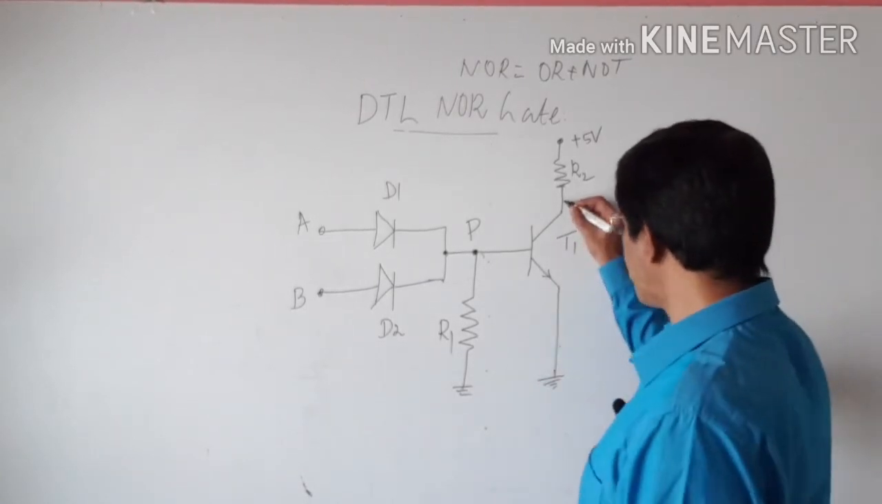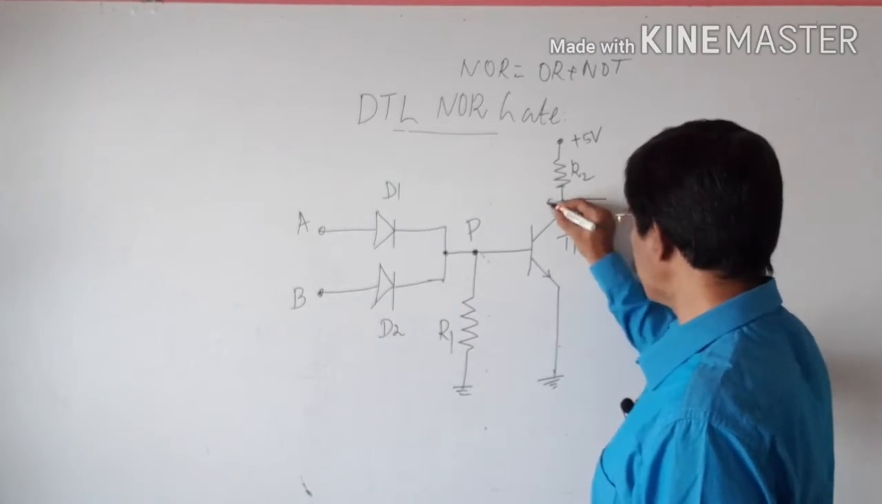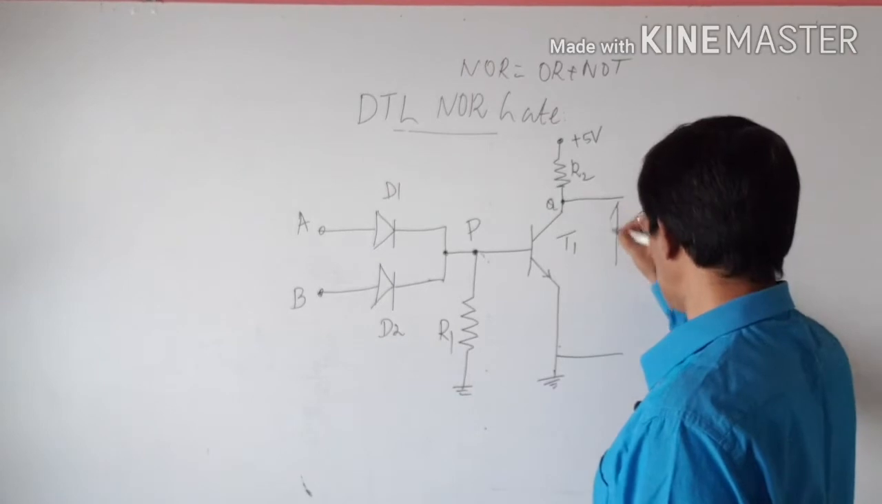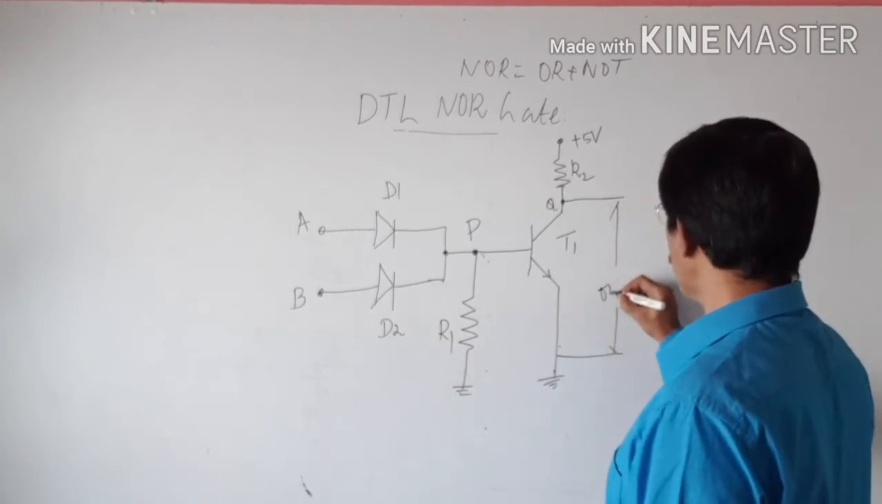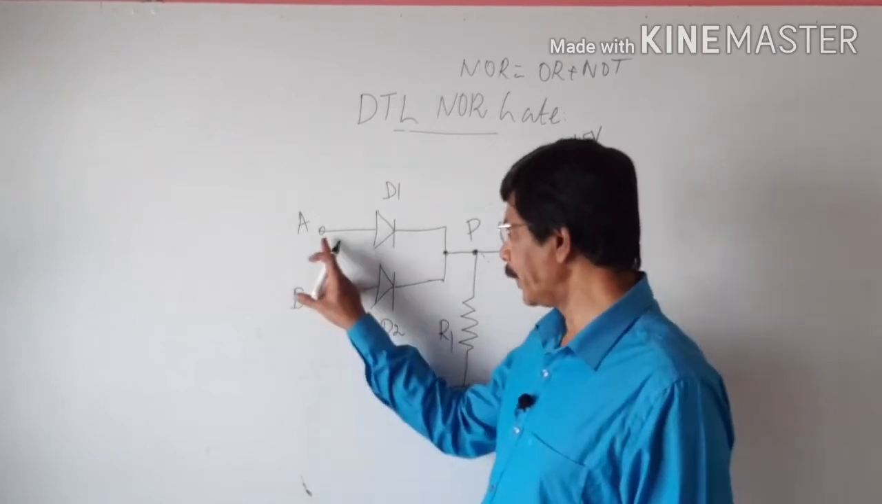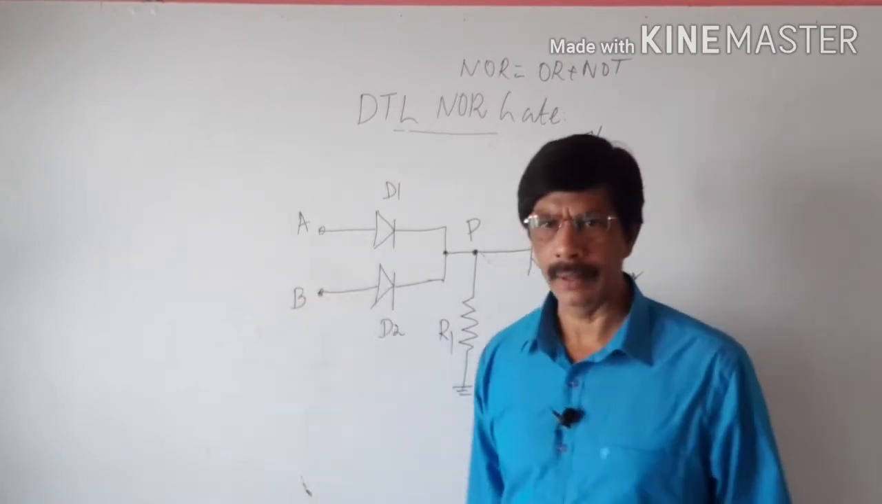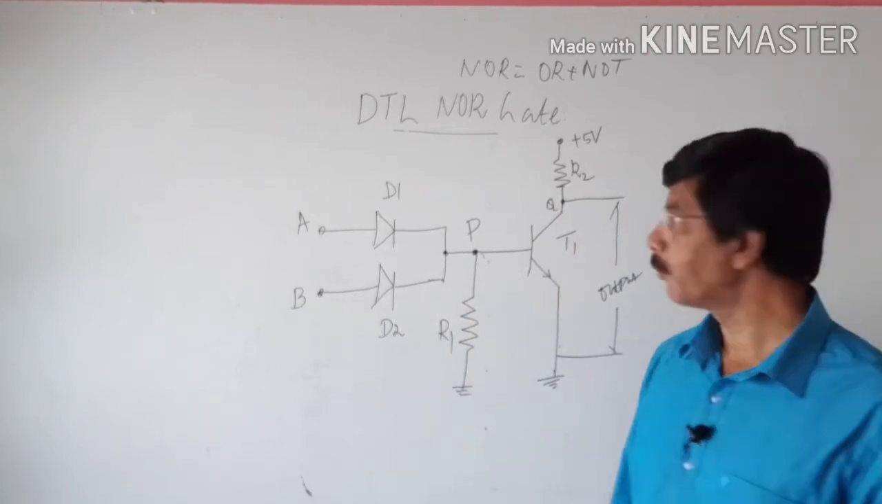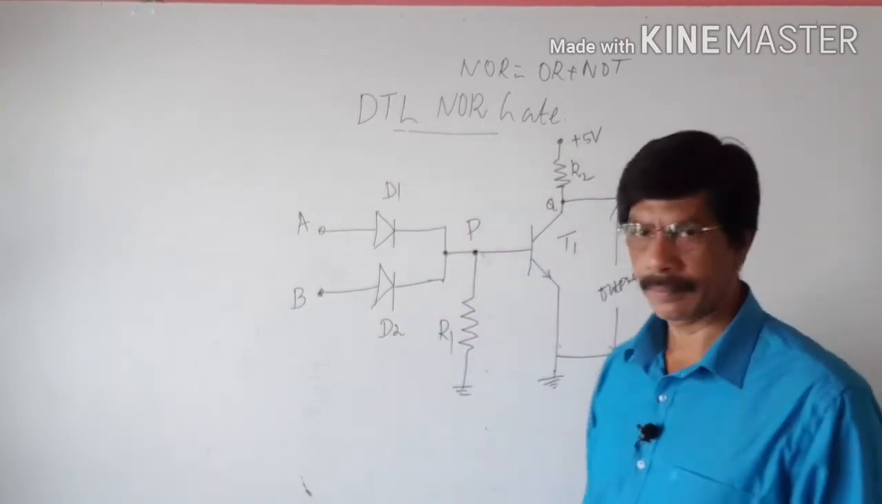The output is measured across this point Q with respect to ground. This is the output. The inputs are applied between the points capital A and capital B. This is the construction detail of the DTL NOR gate.